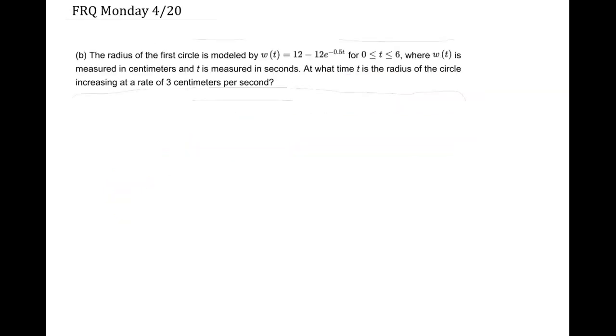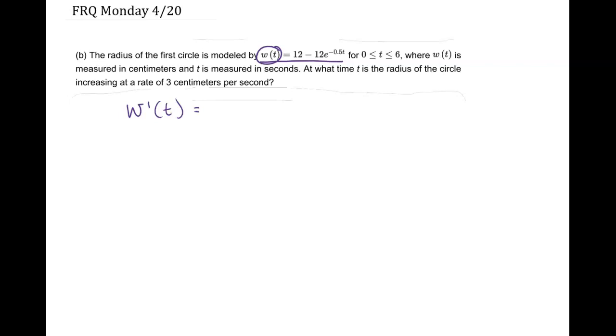For part B, we have a model for the radius of the circle. So at any given time between 0 and 6 seconds, this will tell you the measure of the radius. And we want to know at what time is the radius of the circle increasing at a rate of 3 centimeters per second. So basically we're looking at the rate of change of the radius. So if this is the radius, the rate of change of the radius is going to be w prime of t, or dw/dt.